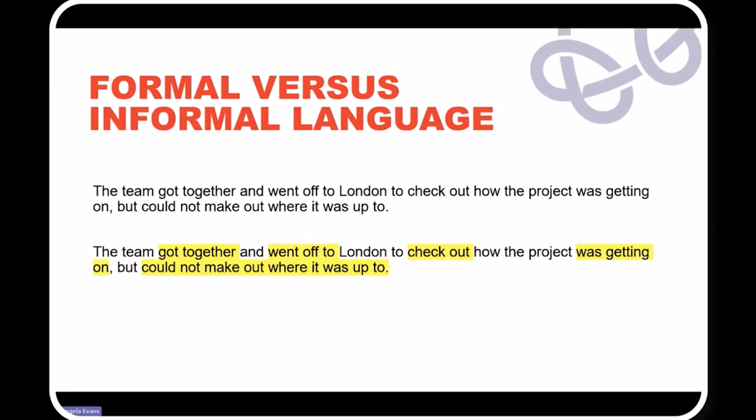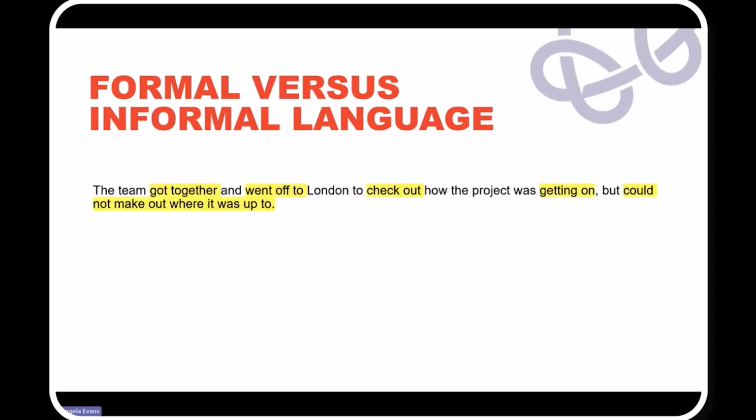So identified there are the more informal parts. Got together, went off, check out, was getting on, could not make out where it was up to. And let's see if we can replace that with some more formal language. And there could be a variety of answers here. The one shown isn't necessarily the right one. There could be many alternatives.